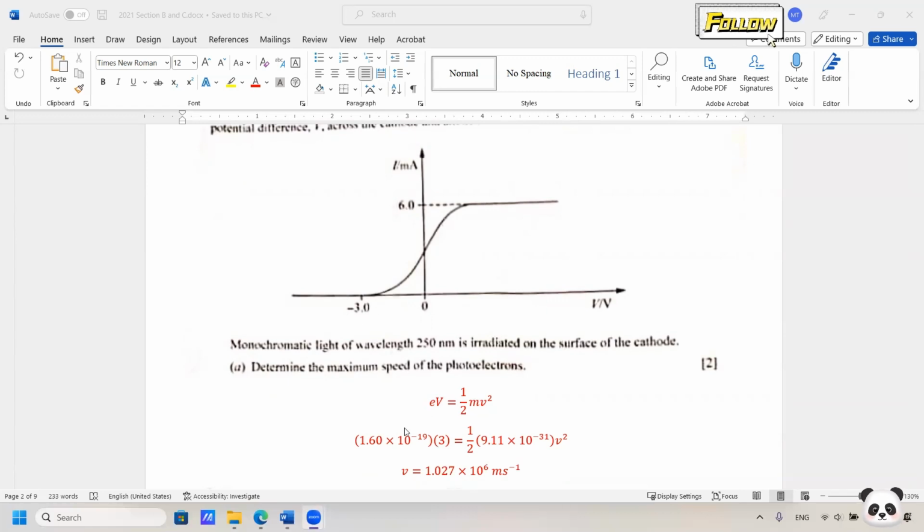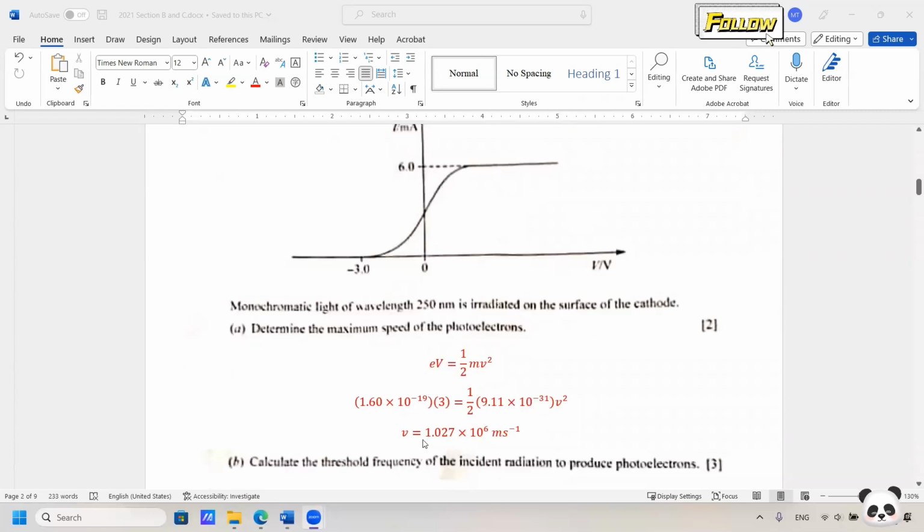So put in the values: the electron charge multiplied by the potential difference of 3 volt equals half multiplied by the mass of the electron, v squared. So the answer here will be equal to 1.027 times 10 to the power 6 meter per second.